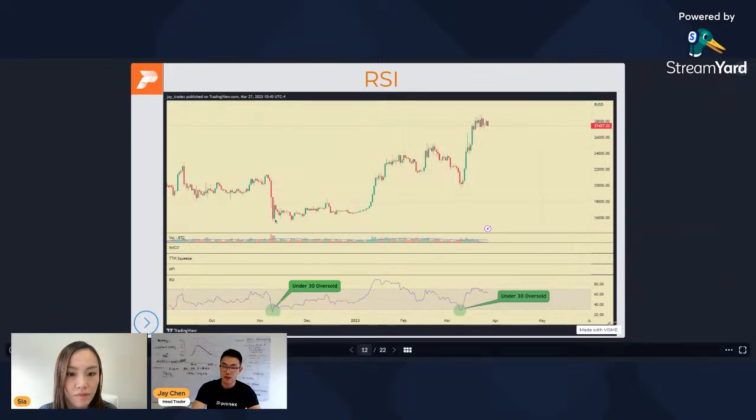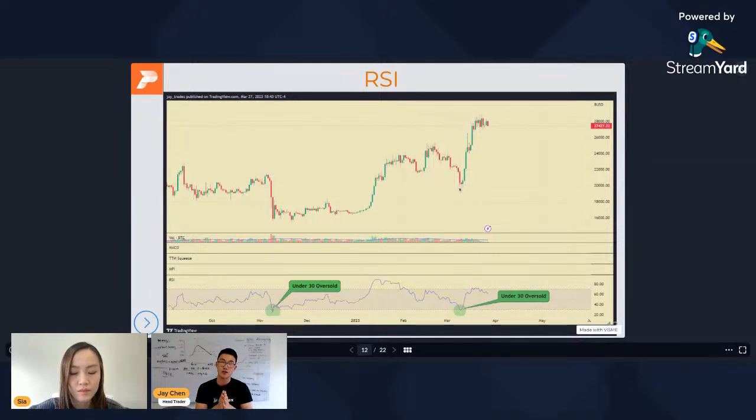So for example, this would be a good place to get in, right? Because it's into support and it's also under 30. And over here, especially, it's not on the chart right now, but this is the 200-day moving average, like we talked about in the last live stream. So price came into the 200-day moving average and it became oversold. So this is a perfect entry.